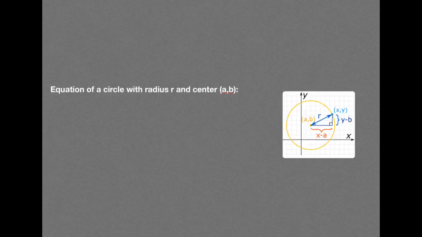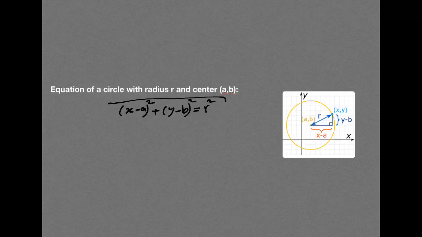So now we can write down the Pythagorean theorem again here. Let's write it. (x minus a) squared plus (y minus b) squared equals r squared. And that's it. This is the equation of a circle which is centered at (a, b). Let's see some examples.